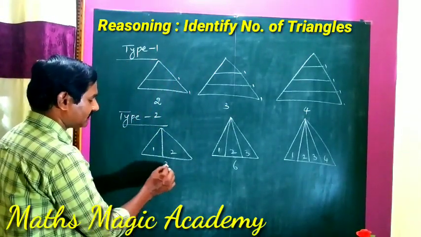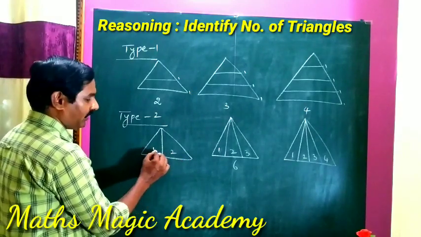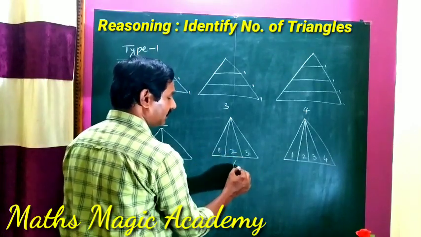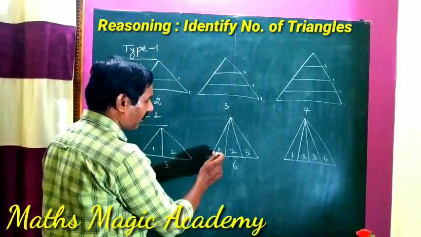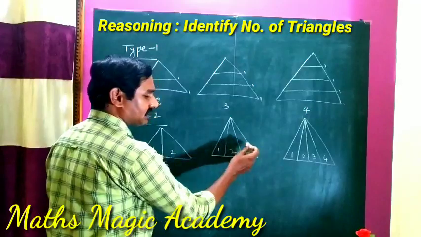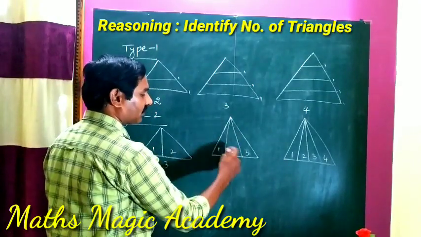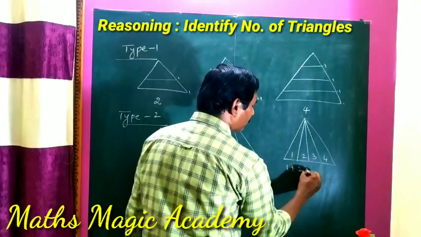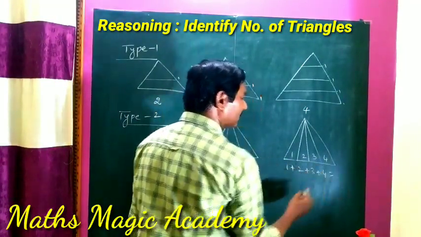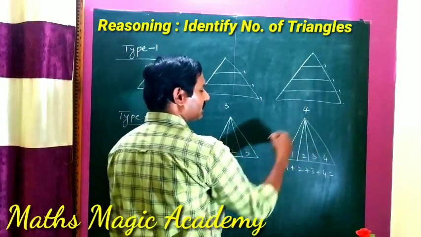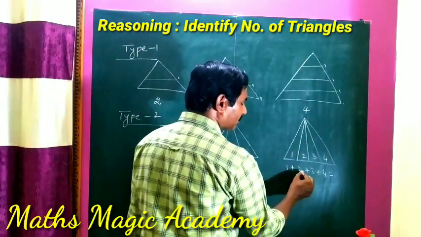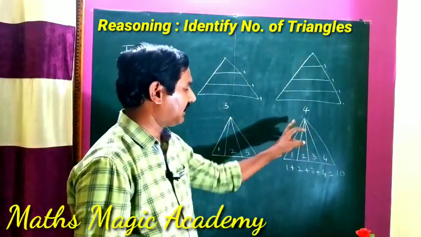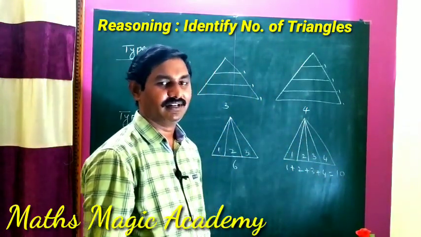Here the 3 is coming from 1 plus 2. See, 1 plus 2 is 3, 3 plus 3 is 6. That means the sum of the number of triangles formed in each part is the total number of triangles. Here also, 1 plus 2 plus 3 plus 4 is the total number of triangles formed in this figure. That is 1 plus 2, 3, 3 plus 3, 6, 6 plus 4, 10. That means 10 triangles are formed in this triangle.